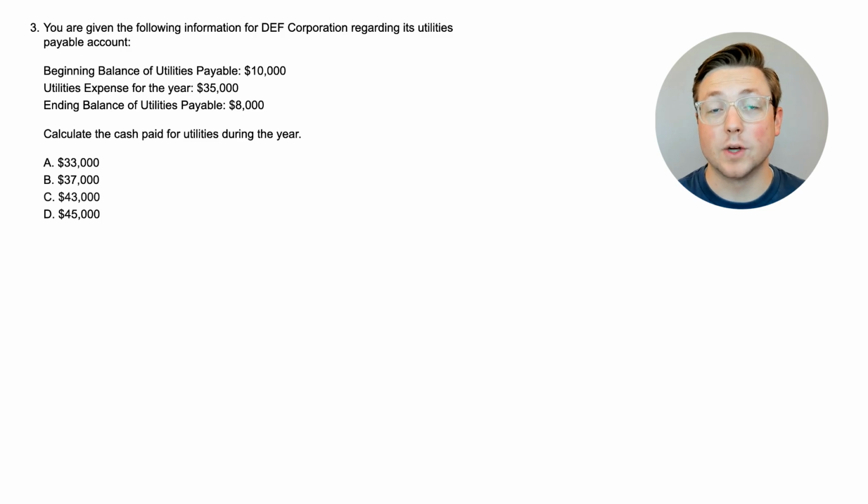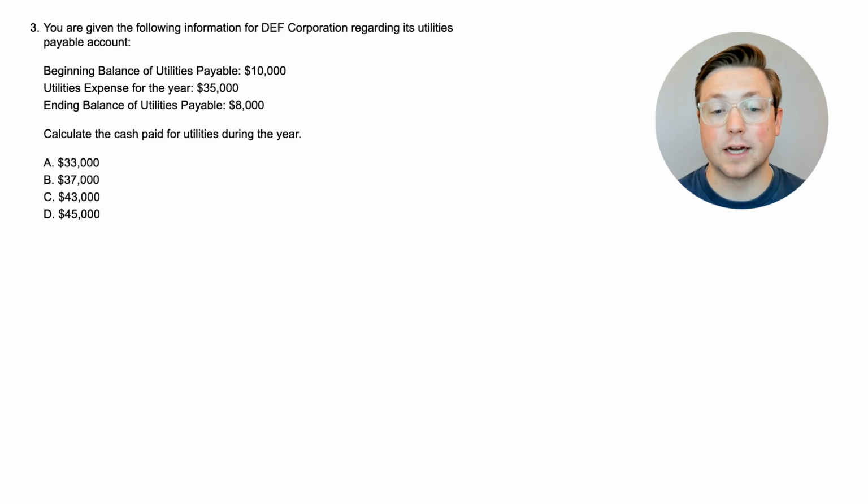All right, here we are at question 3. This one's a little bit more straightforward, but it goes to show you how you have to think about the indirect method sometimes. You are given the following information for DEF Corporation regarding its utilities payable account. So you have the beginning balance of the utilities payable of $10,000, you have the utilities expense for the year of $35,000, and you have the ending balance of utilities payable at $8,000.